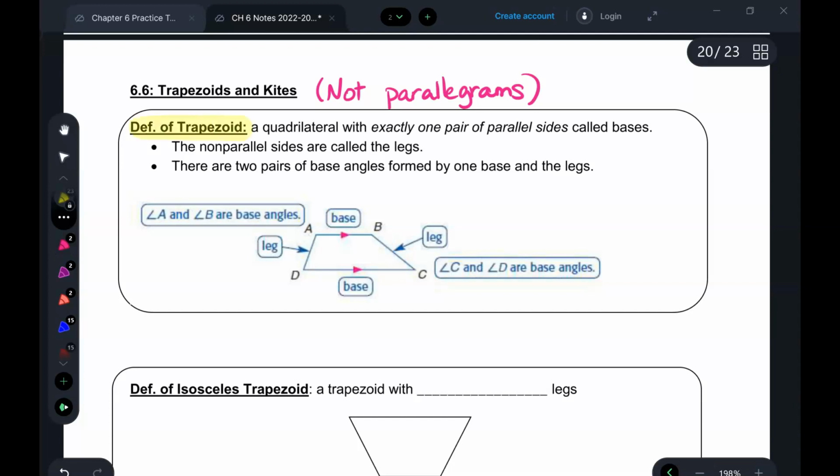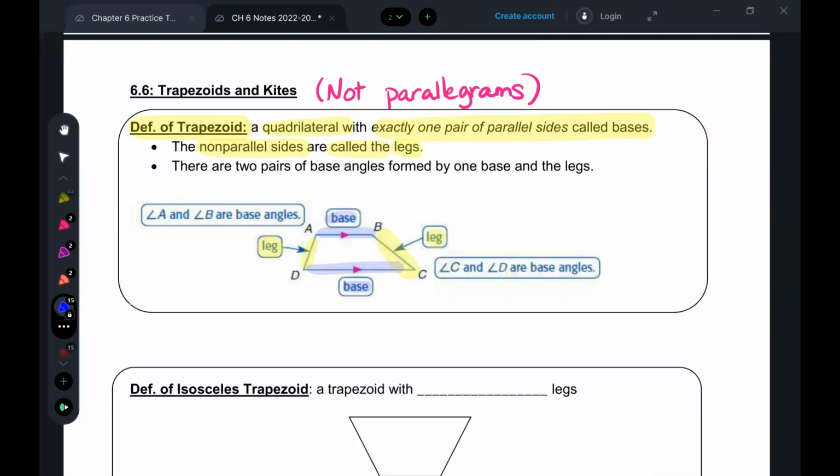A trapezoid is a quadrilateral with exactly one pair of parallel sides that are called the bases. So that means it can't be a parallelogram, because it only has one pair, and the other sides are not parallel. Does that make sense? The non-parallel sides are called the legs. So here we have the two legs, and on the other sides we have the bases. The bases are the parallel ones.